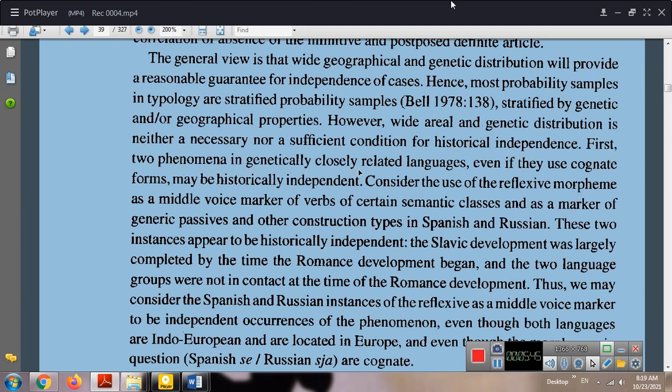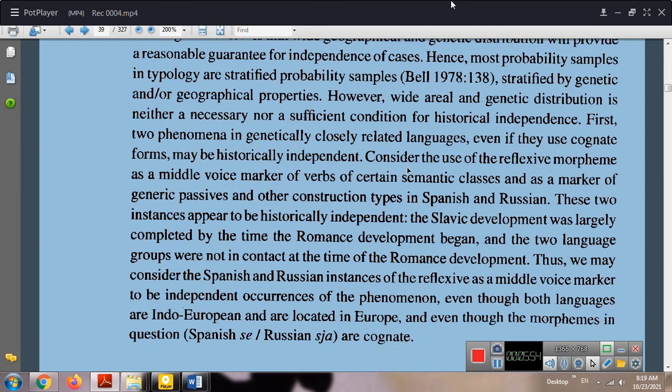First, two phenomena in genetically closely related languages, even if they use cognate forms, may be historically independent. Consider the use of the reflexive morpheme as a middle voice marker of verbs of certain semantic classes and as a marker of passives and other construction types in Spanish and Russian. These two instances appear to be historically independent.